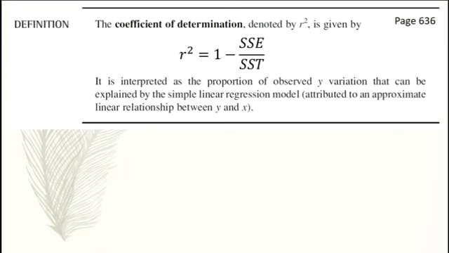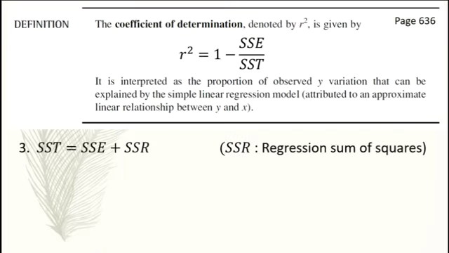And now to point number 3. SST can be split up into two parts. Remember, when we found SST, SST is equal to SSE plus SSR. SSR is called the regression sum of squares. And you'll see just now where exactly this comes in.